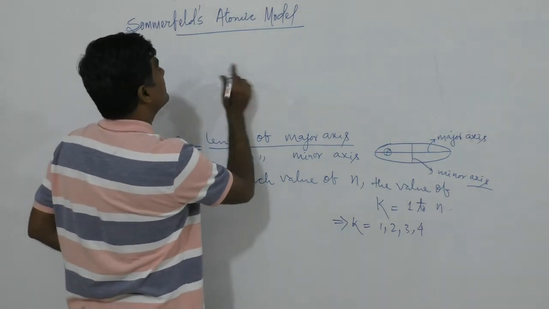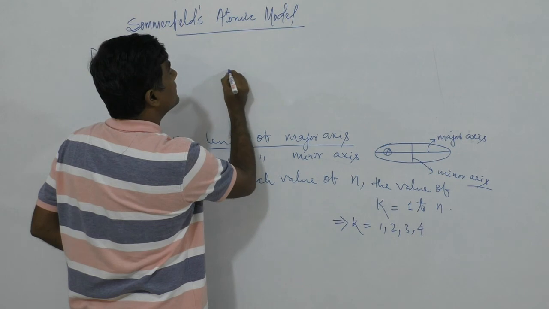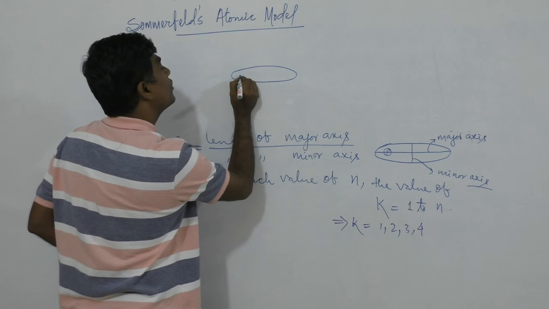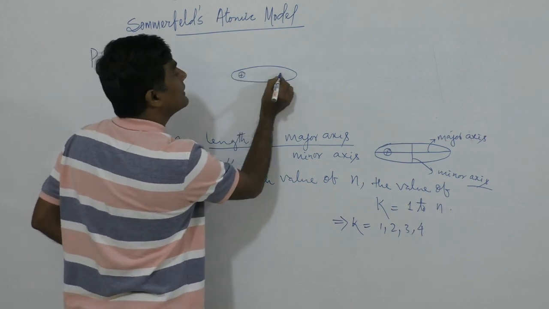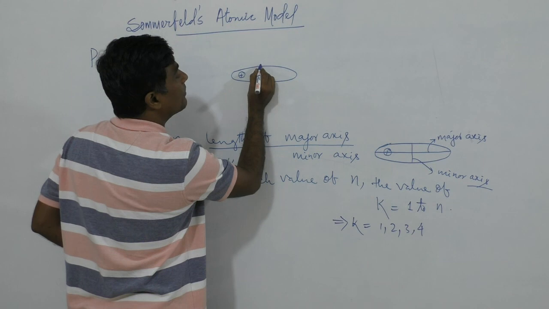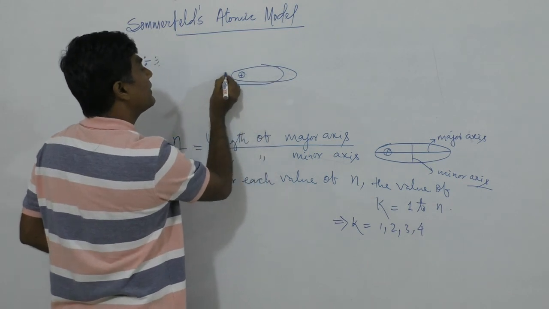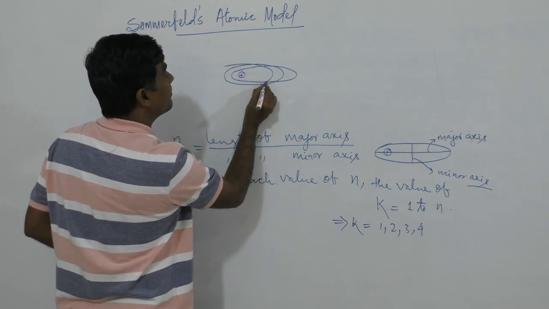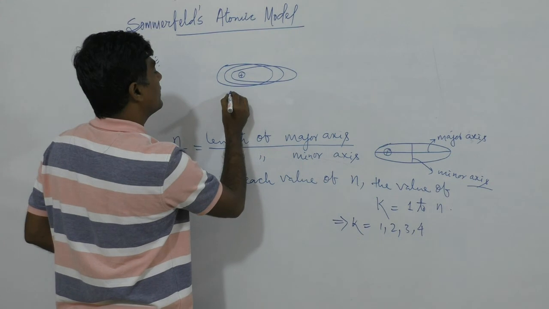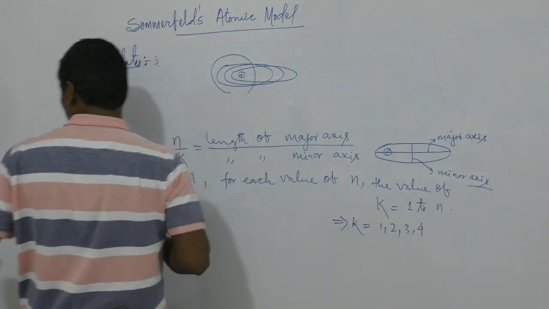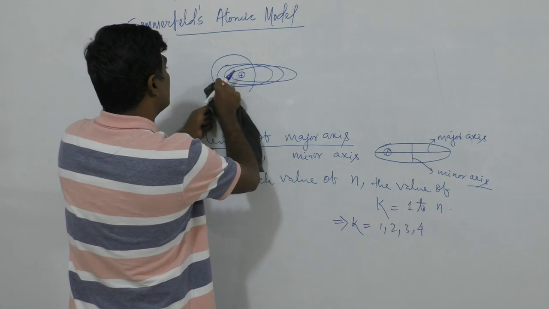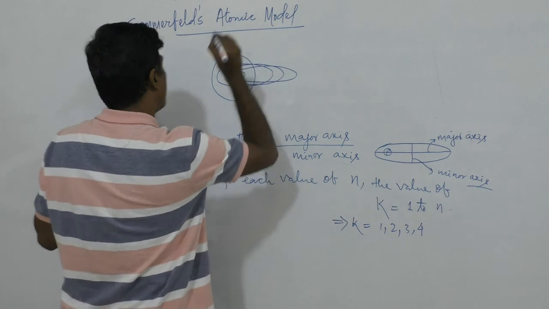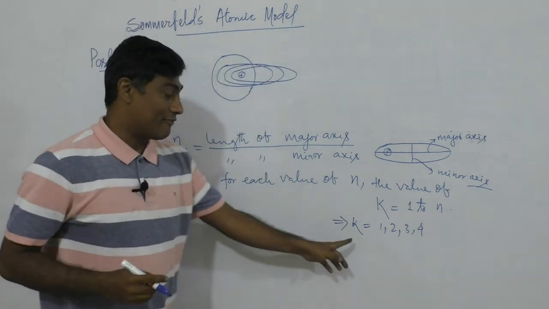See, first one, say this is the nucleus, and another elliptical path is like this, another elliptical path like this, and this is the 4K value.